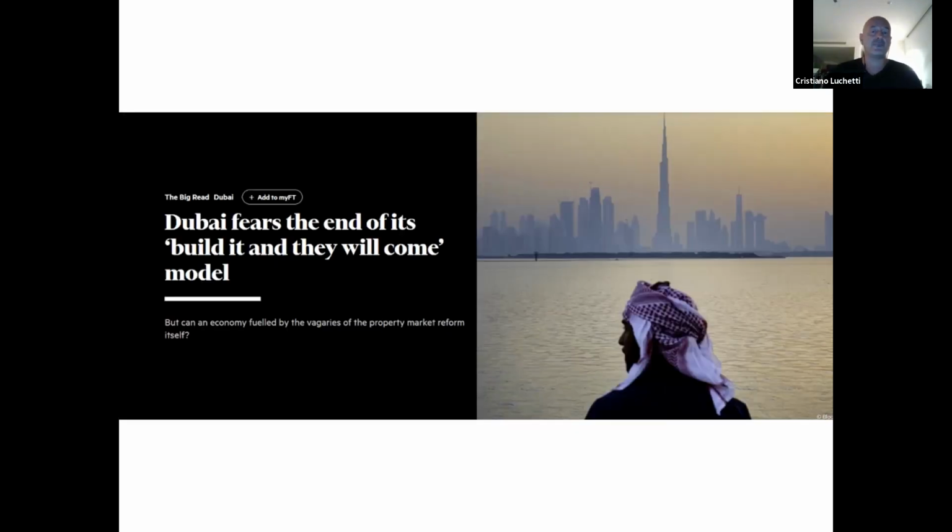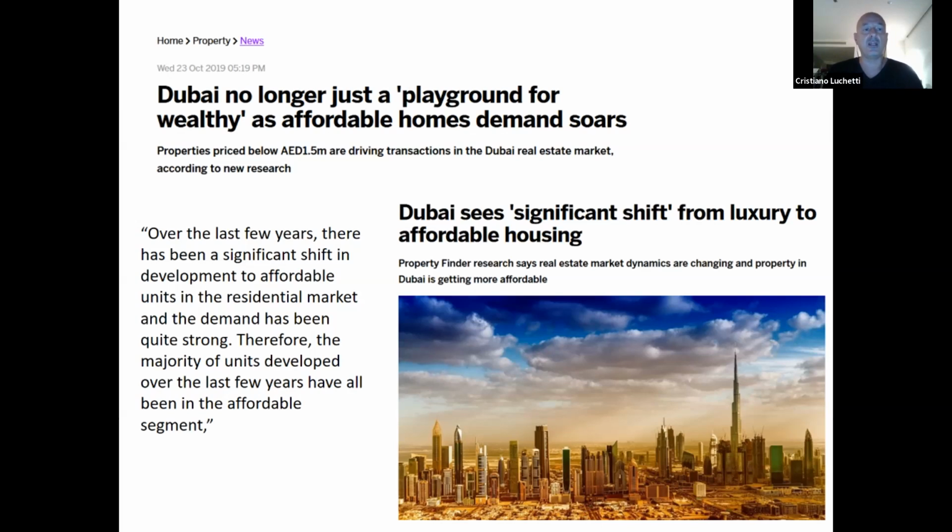So now Dubai fears the end of its "build it and they will come" model, because there is actually an oversupply of residential units, in the order of almost 30,000 units a year, and that causes a change in the perception of what can be designed and built in the residential market and how to live in Dubai. There is, of course, a rise of affordable homes, because if before all the buildings were targeting the very high end, now there is a significant shift from luxury to affordable housing.